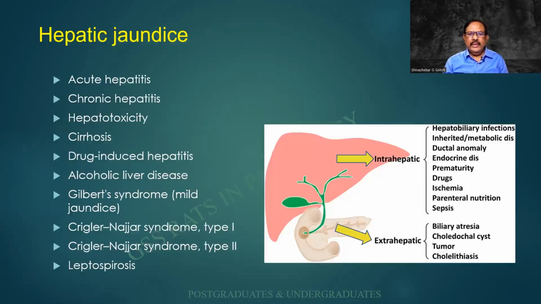Then comes the hepatic jaundice. Whenever I say hepatic jaundice, the most common one will be hepatitis. And whenever I say hepatitis, it is viral hepatitis unless otherwise proven. It can be acute, it can be chronic, there can be toxicity due to drugs. Cirrhosis again can be an aftermath of all this, drug-induced or alcoholic liver disease, and a few congenital disorders such as Gilbert syndrome, Crigler-Najjar syndrome, and sometimes even leptospirosis, an infection which can be deadly, in fact.